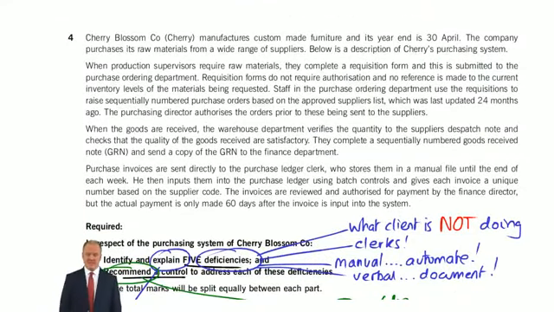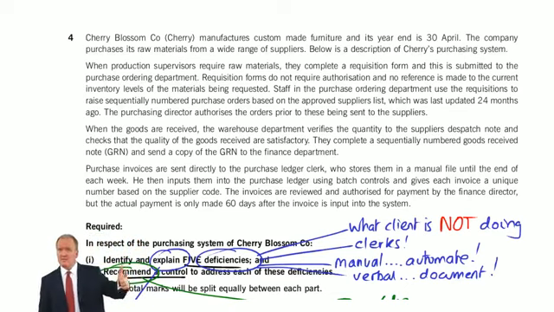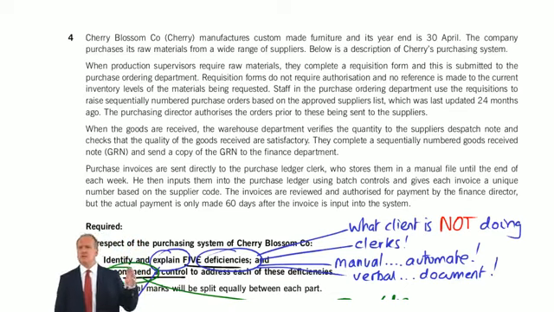Cherry Blossom, manufacture custom-made furniture, year-end 30th April. Company purchases its raw materials from a wide range of suppliers. Below is a description of their purchasing system. Okay, here we go. Production supervisors require raw materials. They complete a requisition form. Sounds good. And this is submitted to the purchase ordering department. Good, so they can't just buy things themselves. The ordering department will do it for them. That's good because the ordering department, I presume, can buy in bulk. They can plan the timing of orders, negotiate discounts, make sure they've got good quality suppliers, stuff like that.